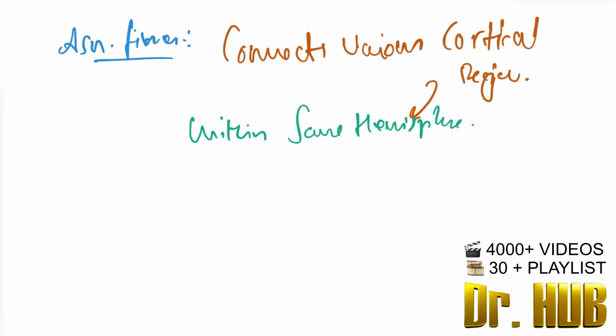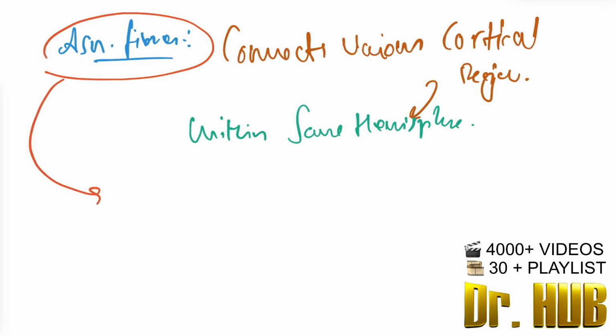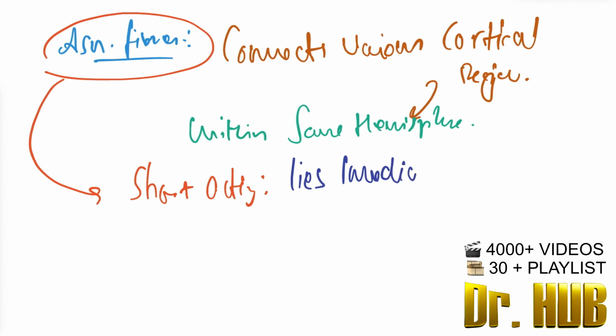So what are they classified into? The association fibers are classified into the short association fibers. So what do you mean by short association fibers? Short association fibers lie immediately under the cortex.